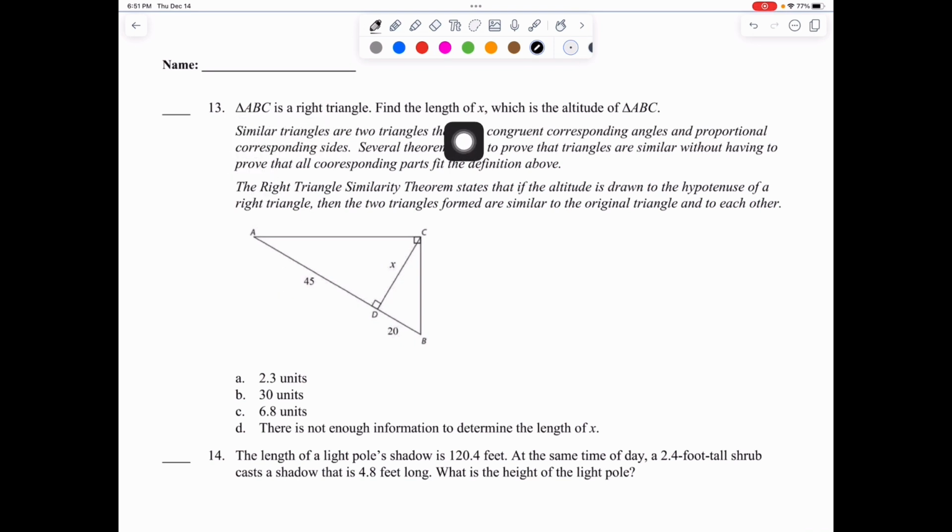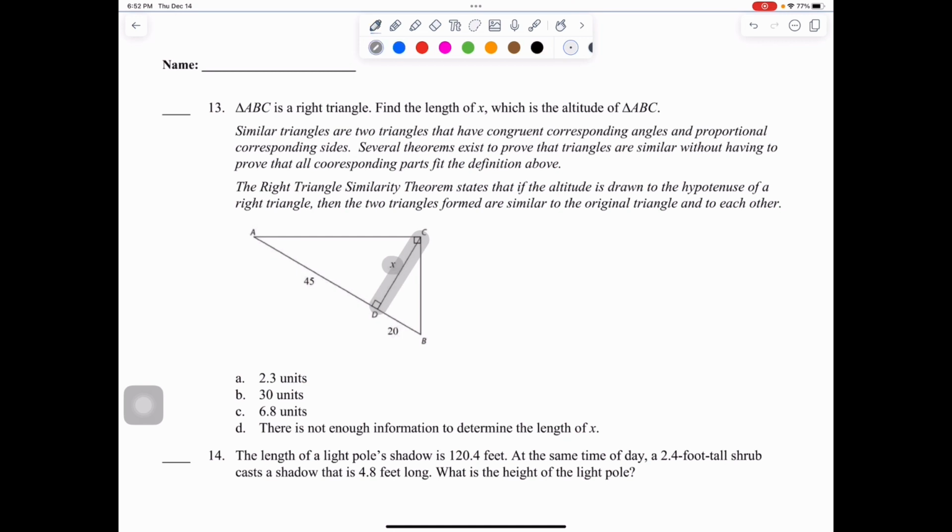triangle ABC is a right triangle. Find the length of x, which is the altitude. Oh my goodness, I love that they're giving us exactly what things are. All right. If we know that our x is our altitude, we can simply set this up as x squared equals side times side.